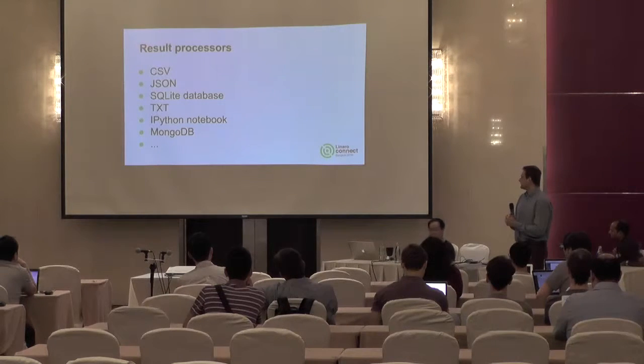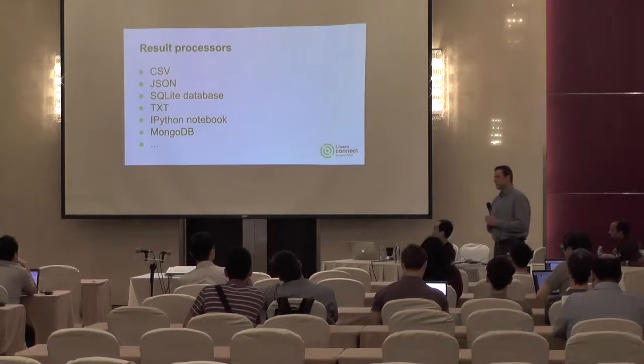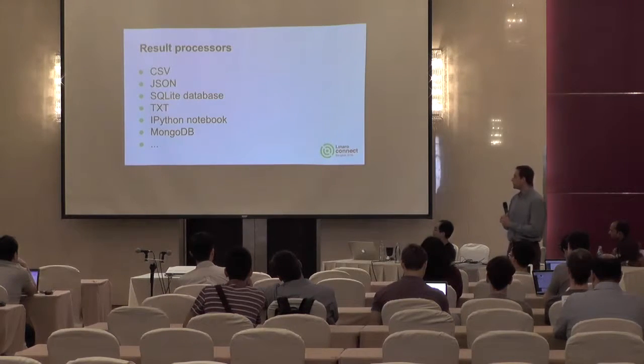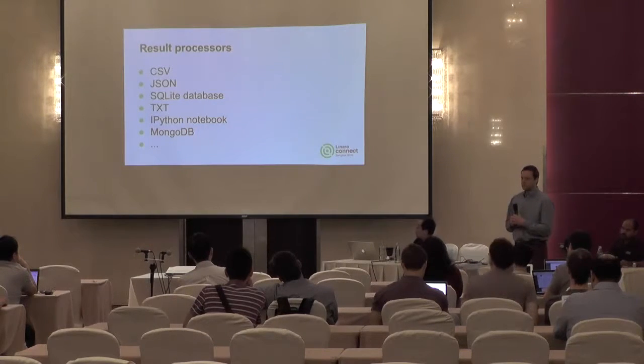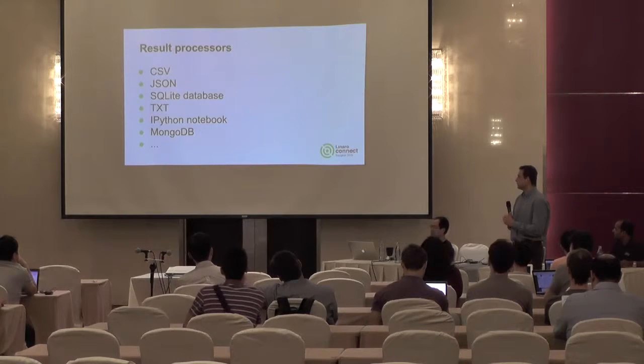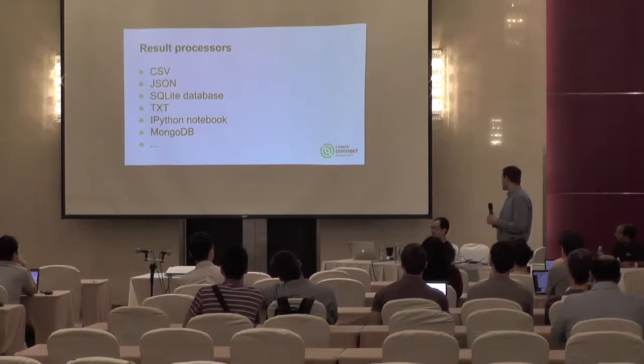Then, as I said, results are abstracted. Results are saved in the Python code in Workload Automation, and they can be saved in various formats, like comma-separated values, JSON, SQLite. Yesterday, when we were finishing this presentation with Chase, I learned that it can even be saved to an IPython notebook or MongoDB. I've never tried that, but it's there.